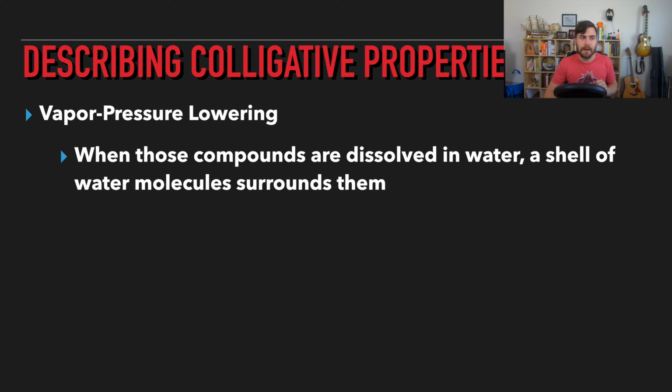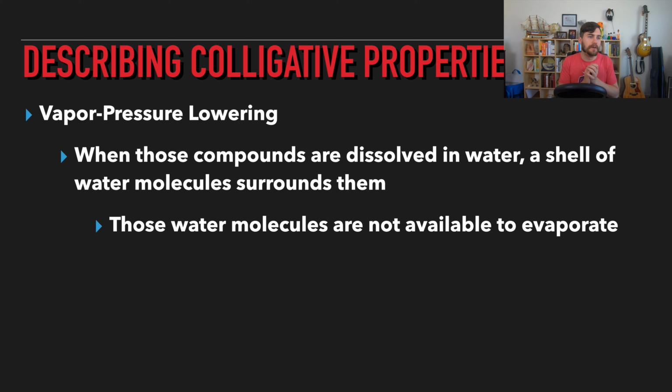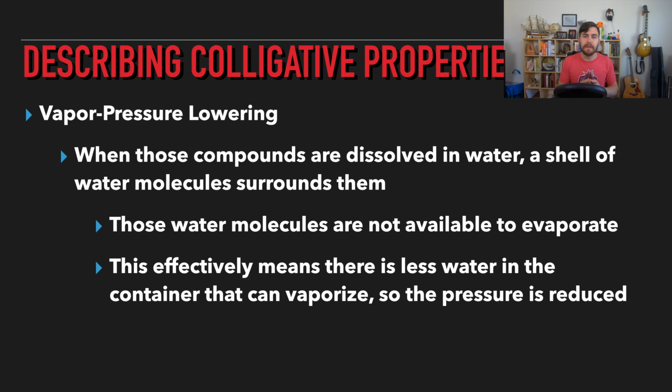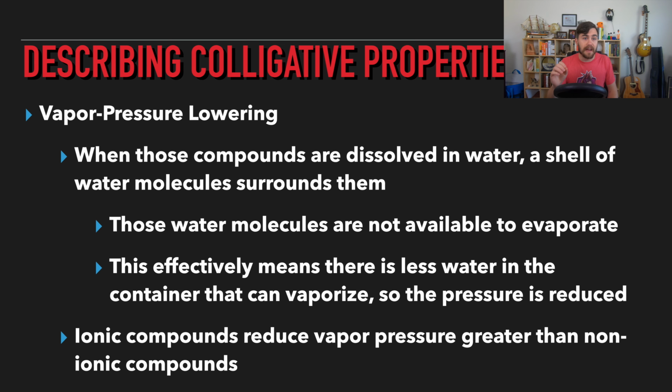When you dissolve compounds into water, we can't see the compounds because they're extremely tiny, but a shell of water molecules will surround them. Those water molecules aren't available to evaporate. So this effectively means that there's less water in the container that can vaporize, so the pressure is reduced. And ionic compounds reduce vapor pressure more than non-ionic compounds.